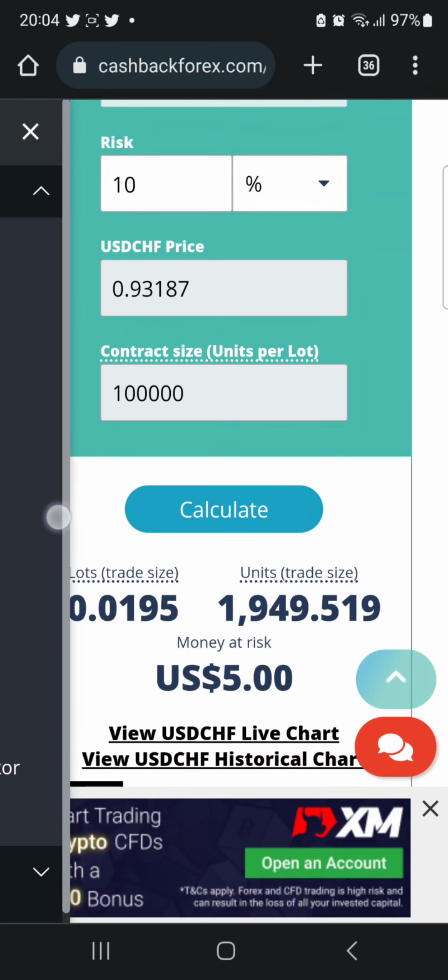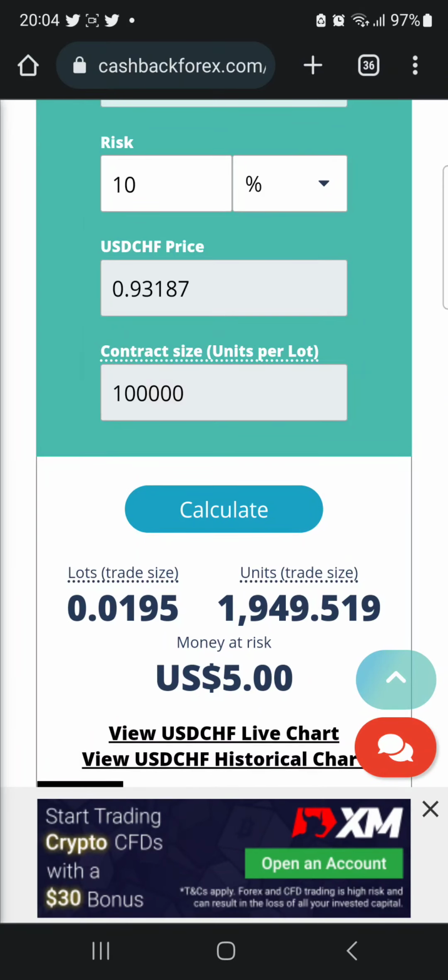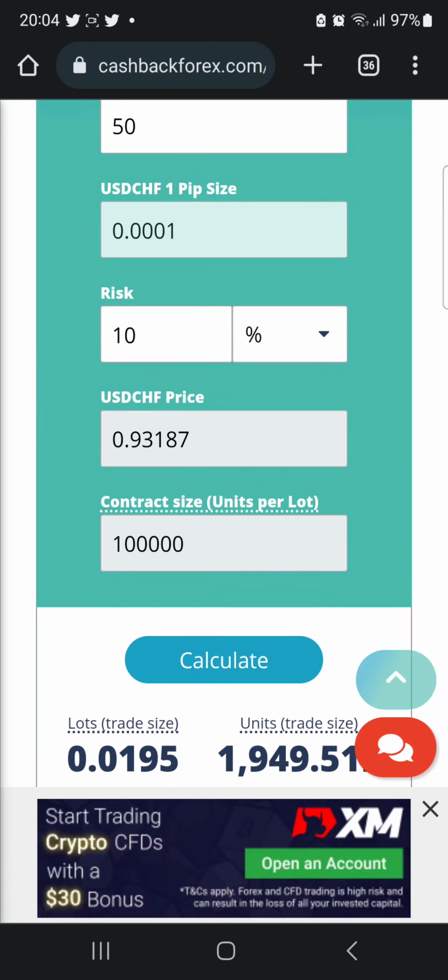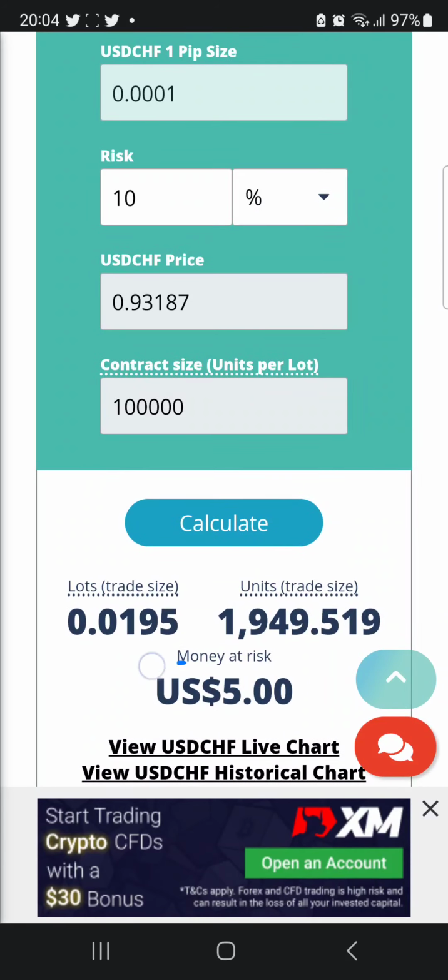So the question is, how much are you willing to lose of your money? How many percent of your money do you want to lose? Do you want to lose 10% of your money? Do you want to lose 5% of your money? If you want to lose 10% of your money, then your lot size is 0.02, and that means your $5 is at stake. Only $5 is what you're going to lose.